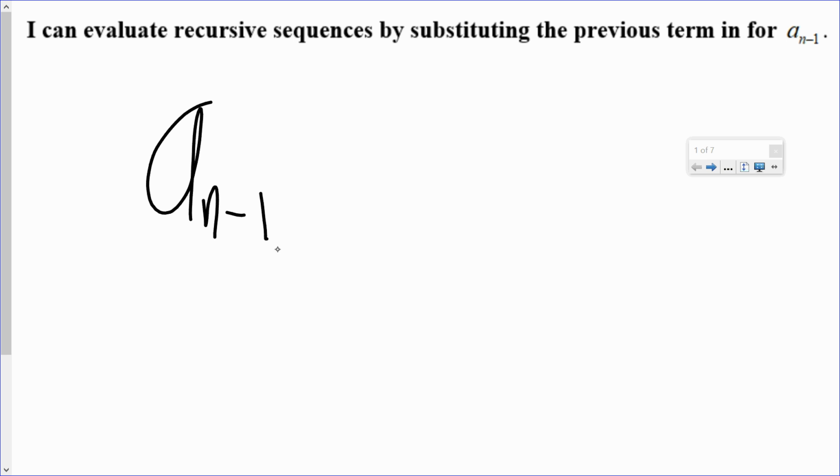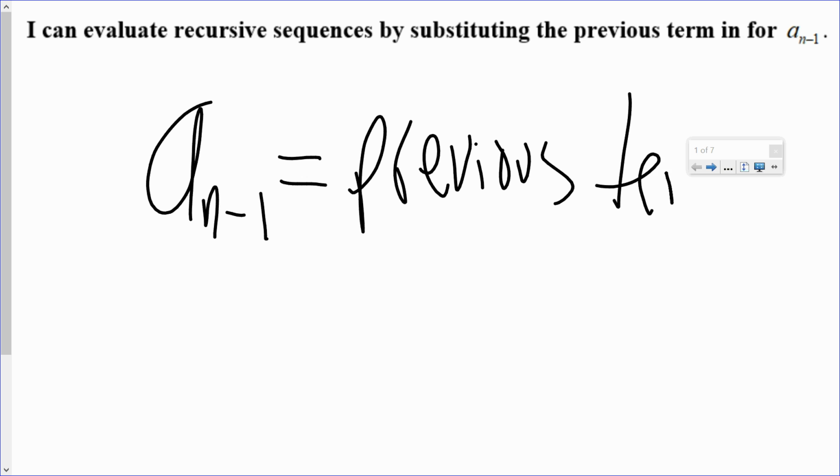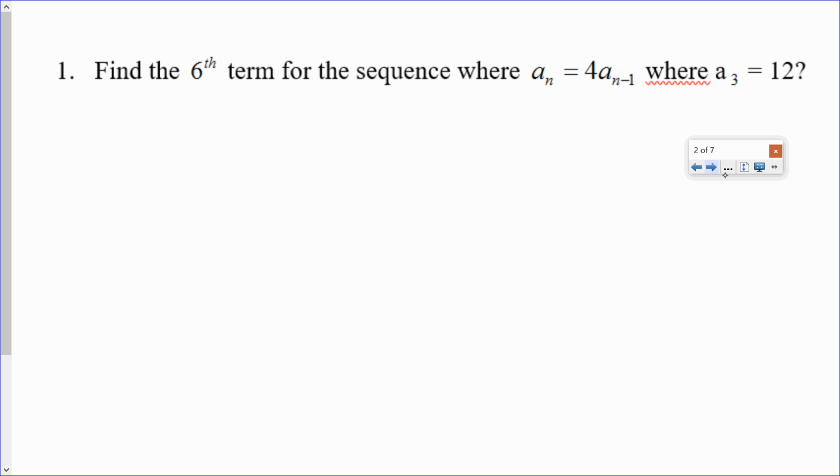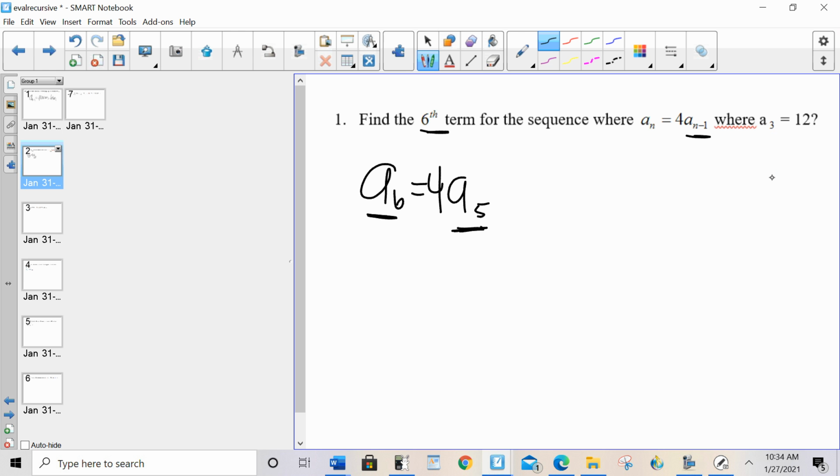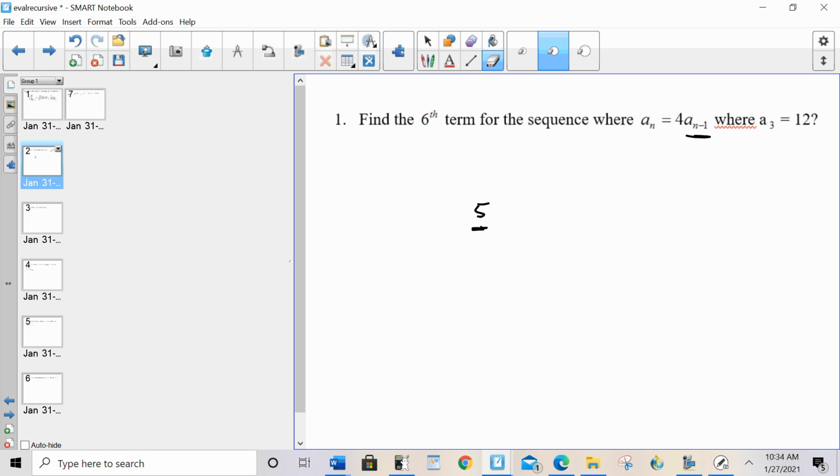a_{n-1} means the previous term. So it wants the sixth term of the sequence. What I'm about to do, don't write down, just kind of follow along for a moment. If this was an explicit formula, it would be easy. I would just replace the n with 6. And then a_{n-1}, well, n minus 1 would be 6 minus 1, which is 5, which means I need the fifth term to find the sixth term. I don't have the fifth term, so I can't just explicitly find the sixth term.